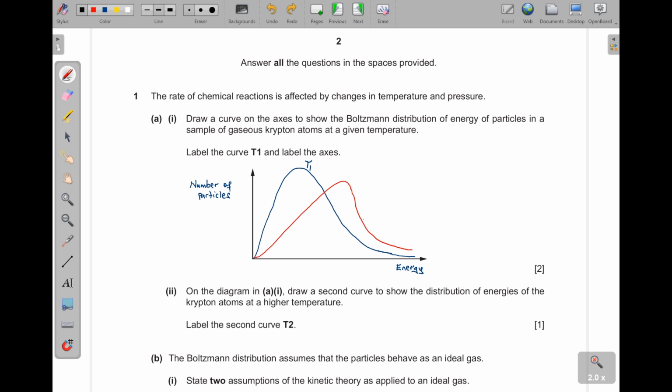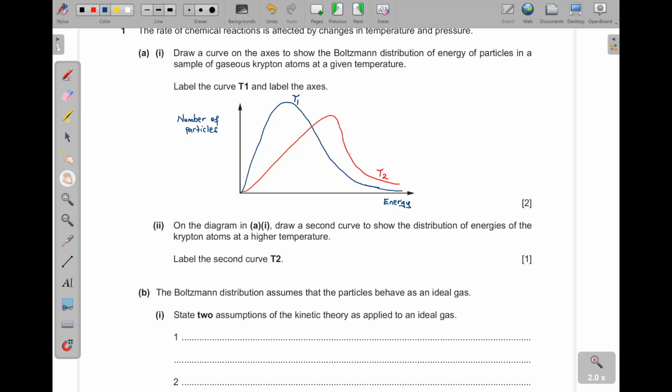So we can label that one. Is it T2? Yes, we can label it T2. And then that is that. It has to bend to the right. Okay, for you when you're drawing, you can make this one dotted. As simple as that. Then next, the Boltzmann's distribution assumes that the particles behave as ideal gases. Roman 1, state two assumptions of the kinetic theory as applied to ideal gases.